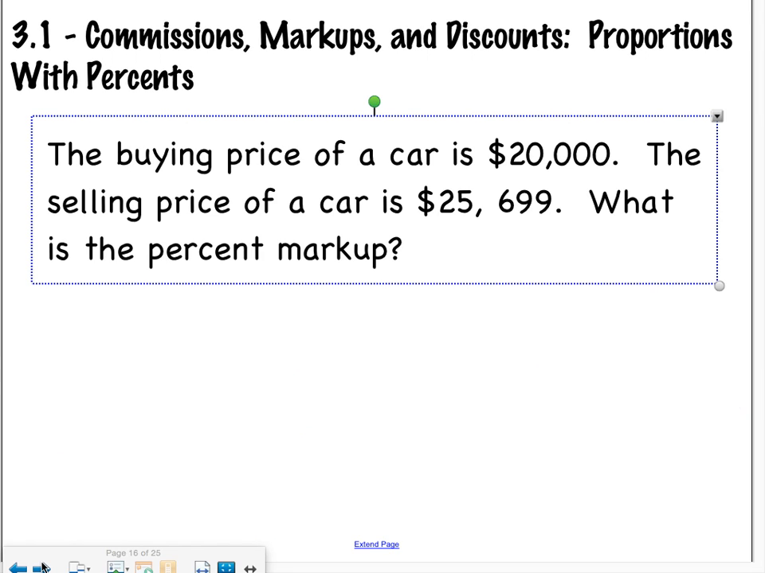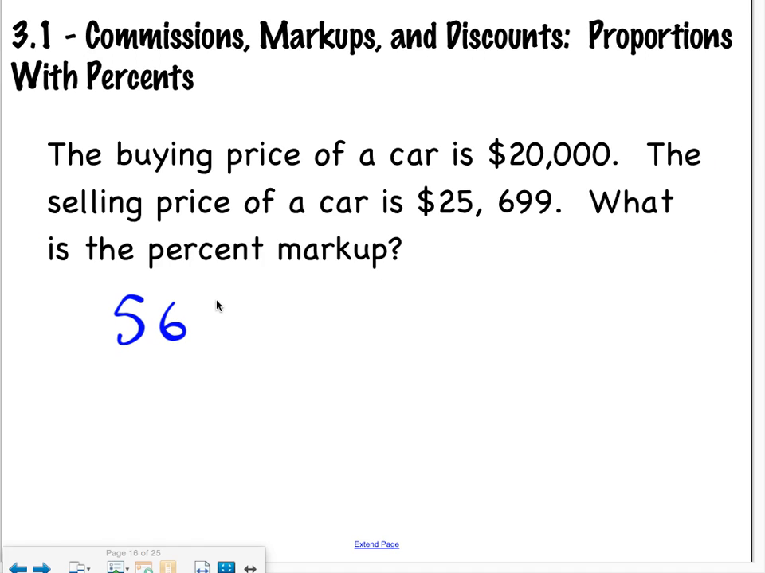Okay, this one here, the buying price of a car is $20,000 and the selling price is $25,699. So they are asking you what is the percent markup. Well, we can find the markup just by subtracting the buying price from the selling price. So the markup is $5,699. So what we want to know is what percentage 5,699 is out of 20,000.